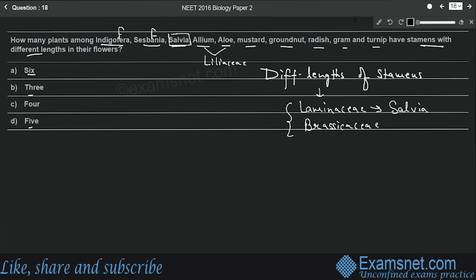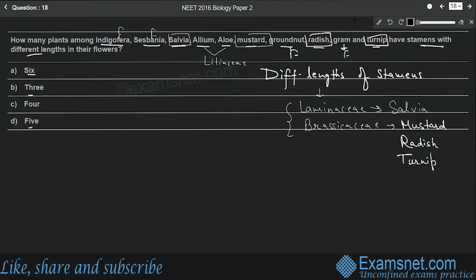Then the next one is Mustard. So mustard belongs to Brassicaceae family. So one added to Brassicaceae, that is mustard. Then the next one is groundnut. Groundnut also belongs to Fabaceae family. Then the next is radish. Radish belongs to Brassicaceae. So one more added in Brassicaceae here, that is radish. Next one is gram. It also belongs to Fabaceae family. Then we have turnip. Turnip also belongs to Brassicaceae. So one more added here, turnip.